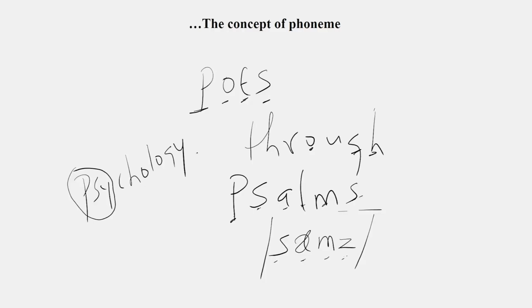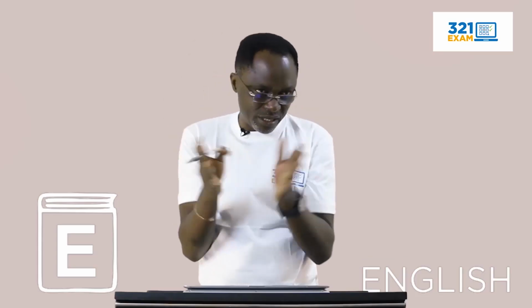So before I leave this aspect, let me emphasize again that a phoneme is the smallest isolatable sound that is in the totality of the sound. It is those ones that enable you to know how a particular word can be pronounced. I hope that is okay. Now, let's move to the difference between phoneme and letters.